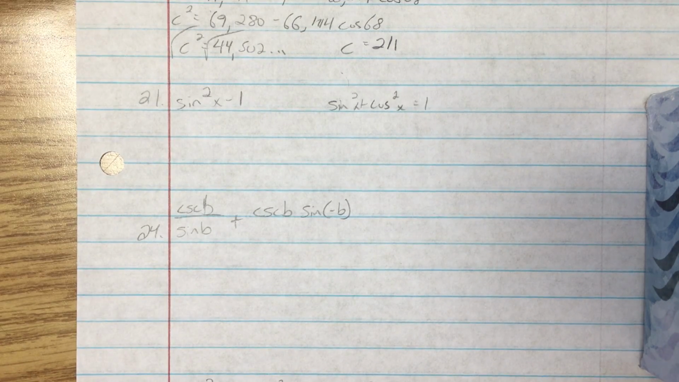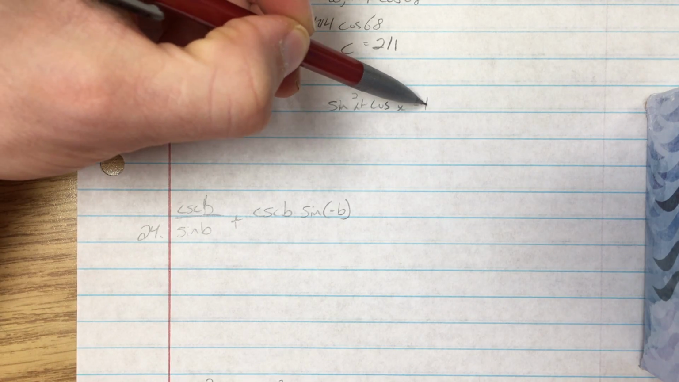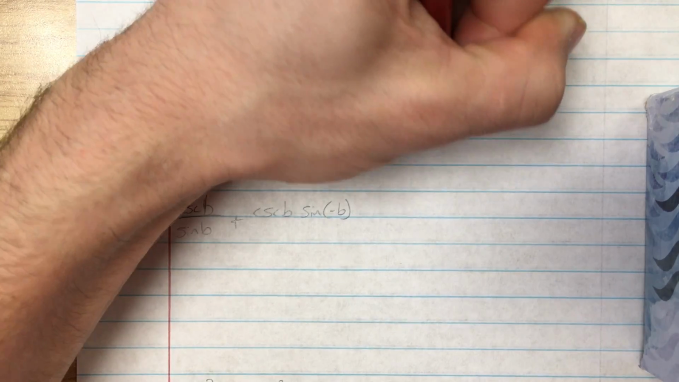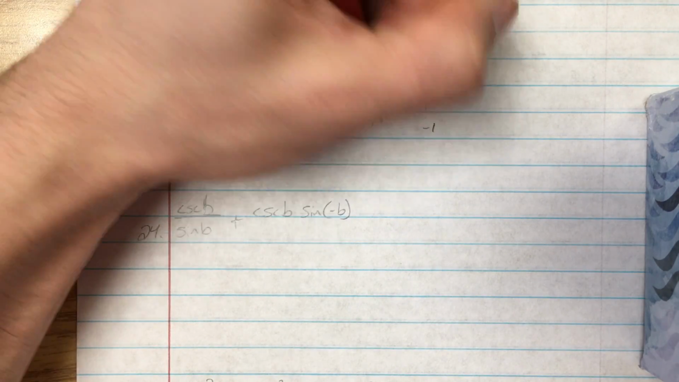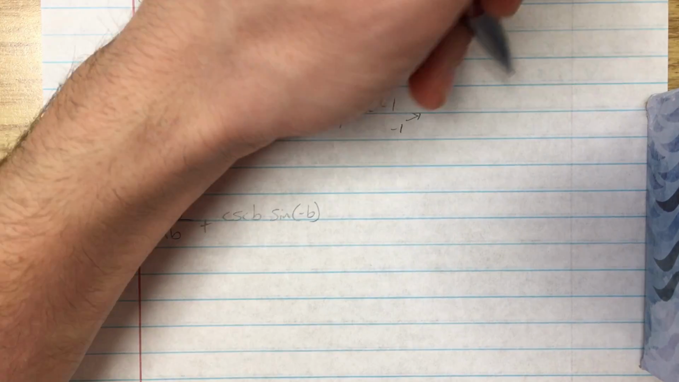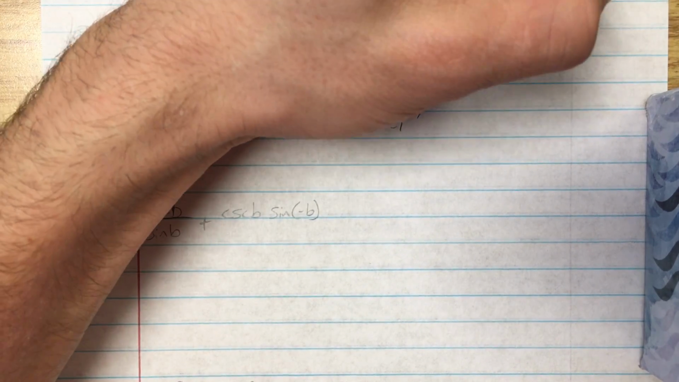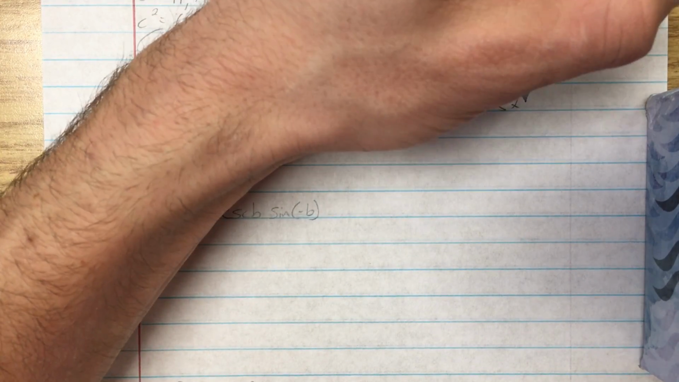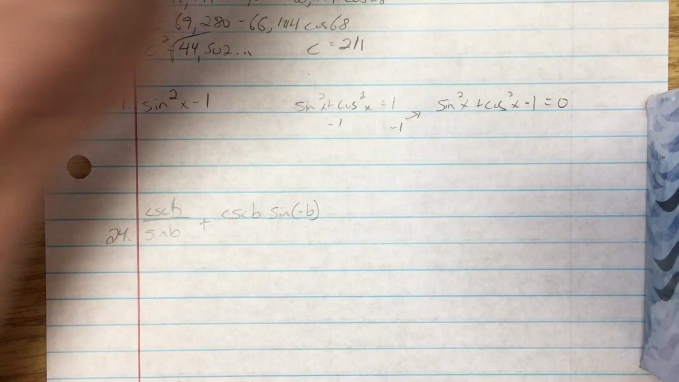Well, how will I do that? First I need to get this 1 to the other side, right? Because it's sine squared of x minus 1. So I need to subtract by 1, and I'll come to this side over here so I don't run out of space. So I've got sine squared of x plus cosine squared of x minus 1 equals 0.